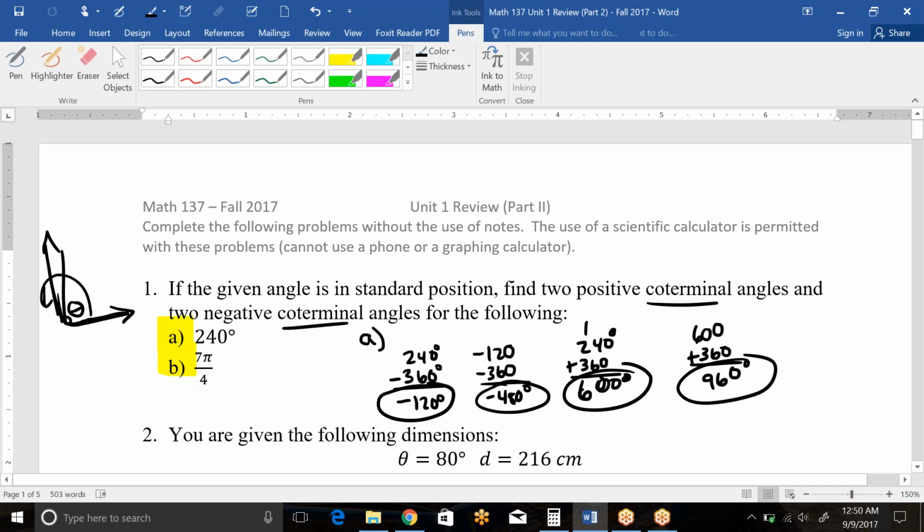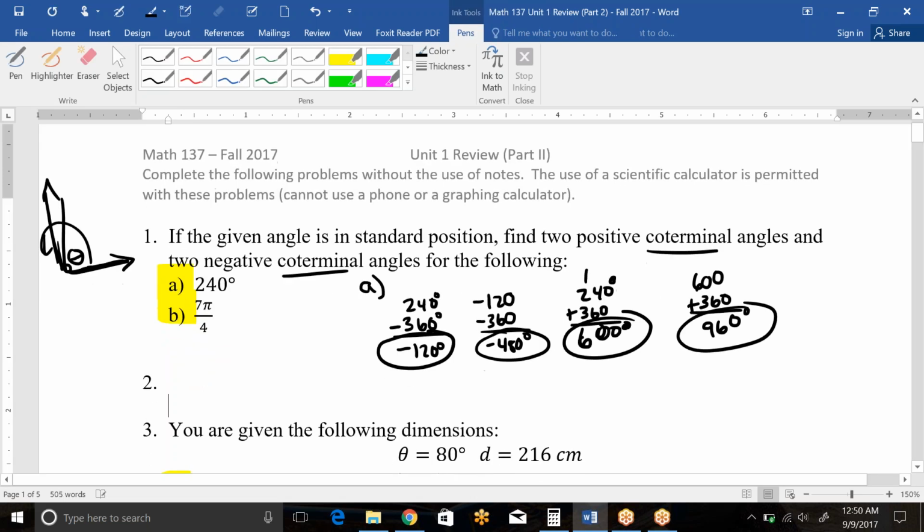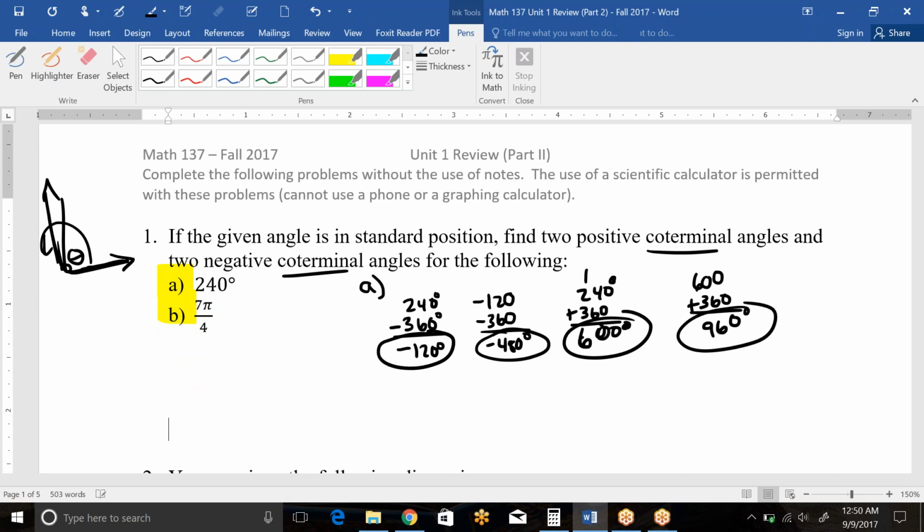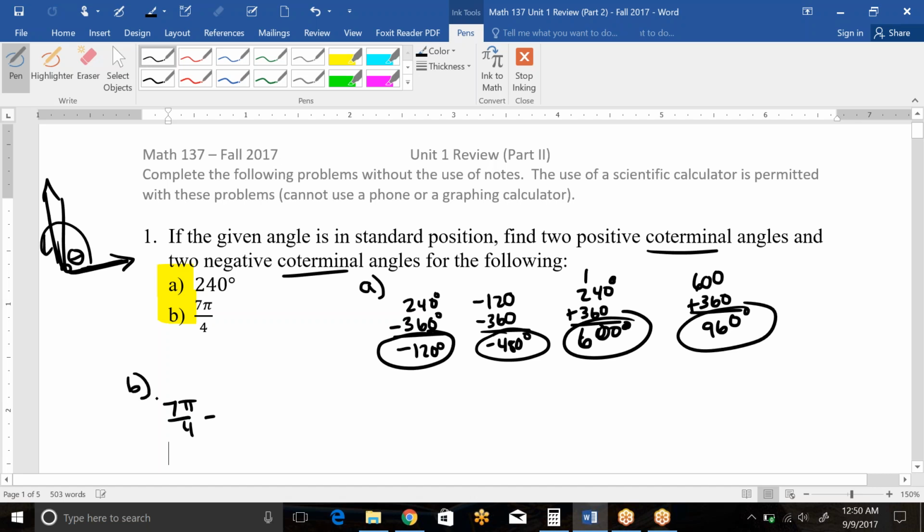Now, because the denominator is a 4, you actually can think of this as just adding something over 4, which would be 8 pi over 4, or subtracting 8 pi over 4. And notice 7 pi over 4 is less than 8 pi over 4, so it is between 0 and 2 pi. So 7 pi over 4 minus 8 pi over 4 will give me one negative. That would be negative pi over 4. Take that one, subtract the 8 pi over 4 again. That would be negative 9 pi over 4.